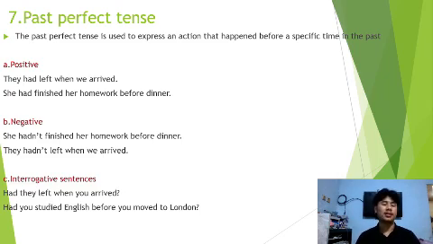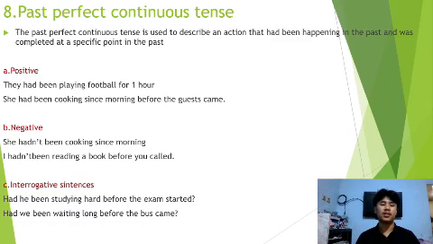For the next tense is past perfect continuous tense. The past perfect continuous tense is used to describe an action that had been happening in the past and was complete at a specific point in the past. Positive sentence, example: they had been playing football for 1 hour. She had been cooking since morning before the gas ran out. Negative: she hadn't been cooking since morning.